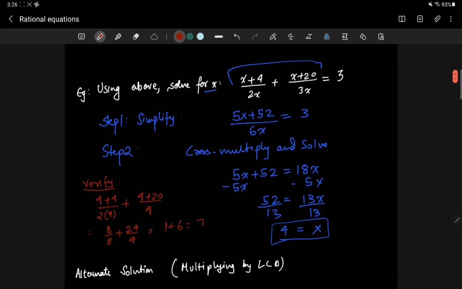I see where I went wrong. So this is 3 times 4, right? So this is a 12. So it's actually 1 plus 2, which is 3, which means it is correct. So again, just make sure that you also verify your result in order to make sure that it makes sense.